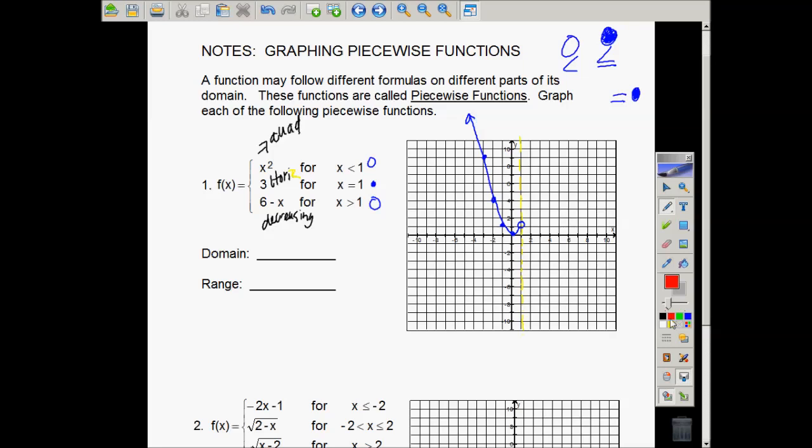Alright, so now we're on to the middle line. At the middle one, it's just a horizontal line, right? But it only has a value where? At 1. So at x equals 1, what is it? 3. So I go to x equals 1 and I plot 3.